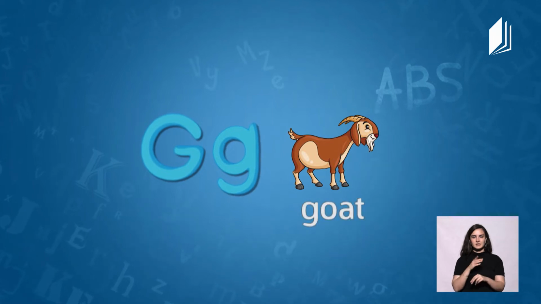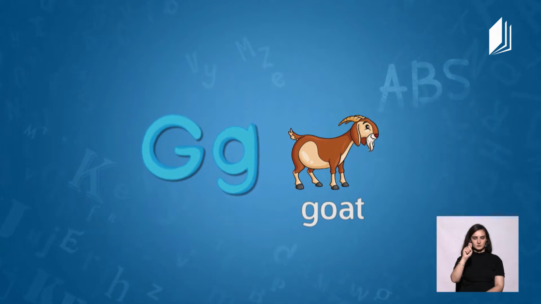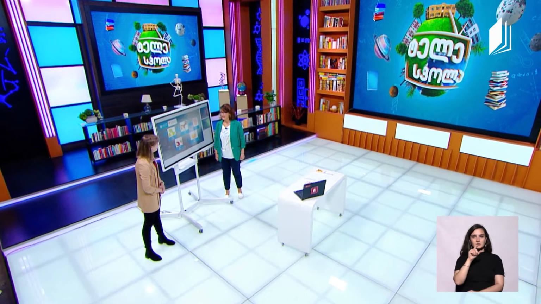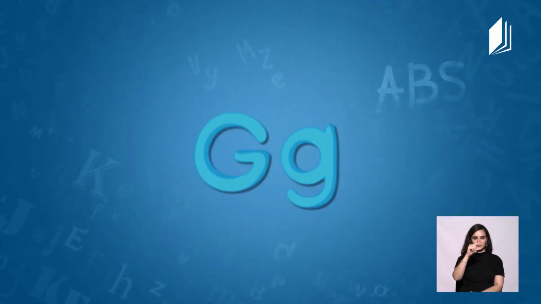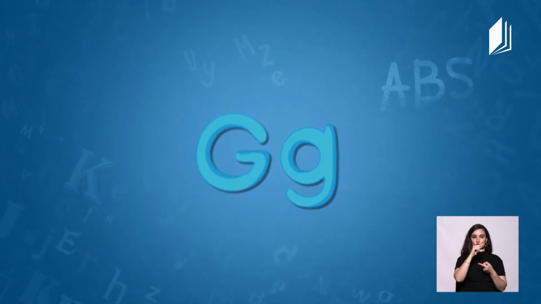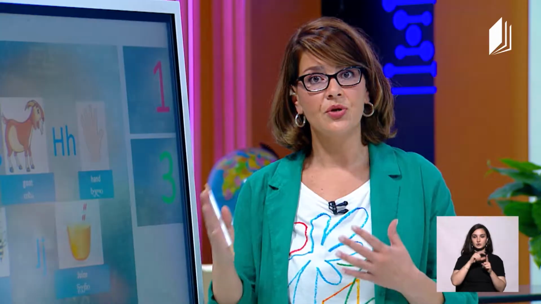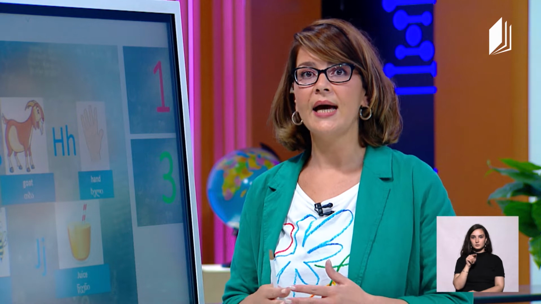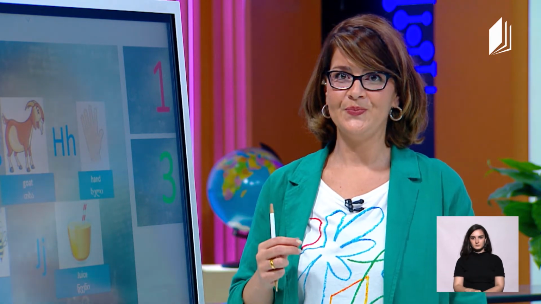What is it? Oh, it's a goat. A goat. And the first letter for this word is G. Capital G and small g. In the alphabet it is G, but in the word we pronounce this letter as G. Goat. Next one.